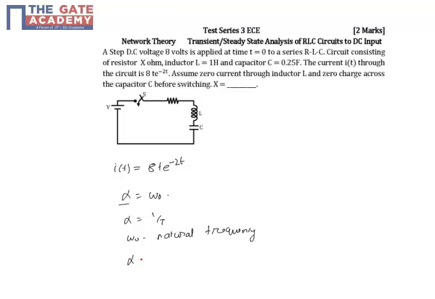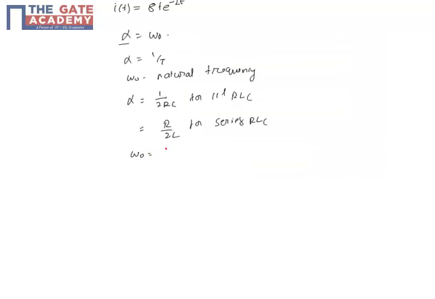Now the value of alpha will be 1 by 2RC for a parallel RLC circuit. Its value will be R by 2L for series RLC. The value of omega naught will be 1 by root LC for both the cases. Now the circuit which is given here is a series RLC, so we get alpha is equal to R by 2L. So this should be equal to 1 by root LC.